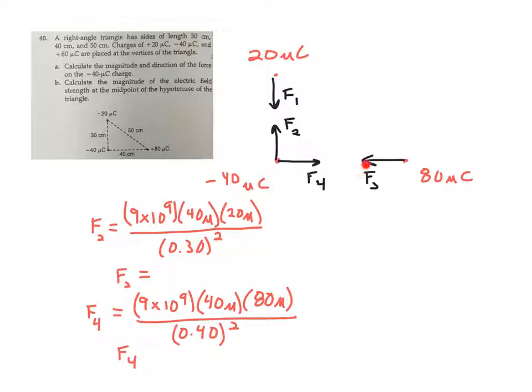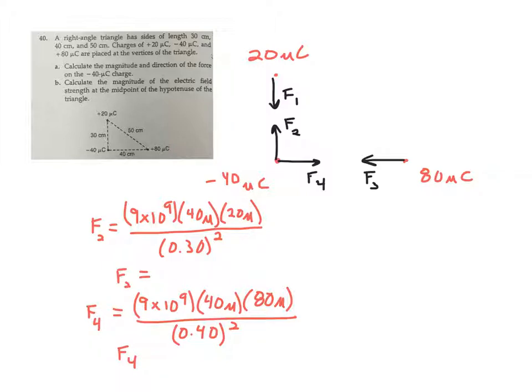Once again, I don't care about F sub 3 over here. I really care about F sub 4. Now, F sub 4 will not be the same as F sub 2. So you calculate F sub 2 and F sub 4, and then you have to combine those two vectors to get your vector resultant. And it's pretty easy to get the magnitude of the final answer for part A here.